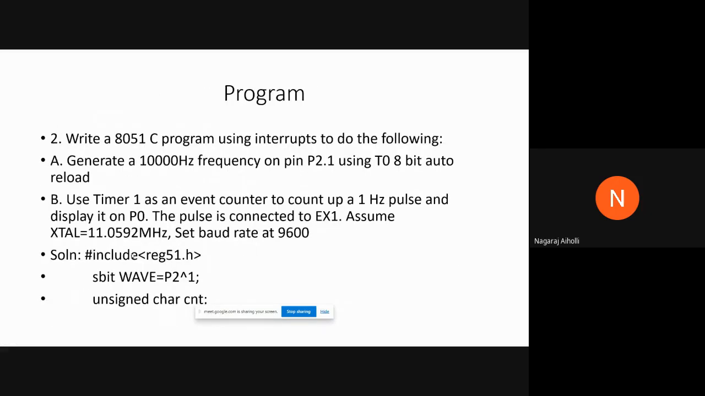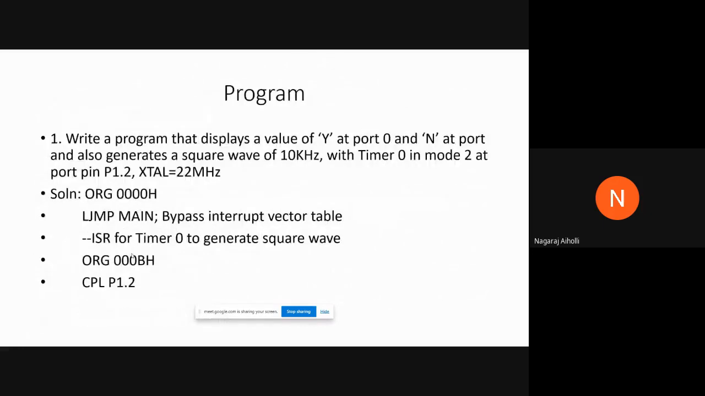That is an 8051 C program using interrupts to generate a 10,000 Hz frequency on pin P2.1 using timer 0 in 8-bit auto reload mode, that is mode 2, and also to count the number of pulses of 1 Hz frequency using timer 1 and display the count value on P0. The pulse is connected to external interrupt 1, and they were asked to assume the crystal frequency is 11.0592 megahertz and the baud rate is 9600. Such programs may be asked in examination. Go through these programs.